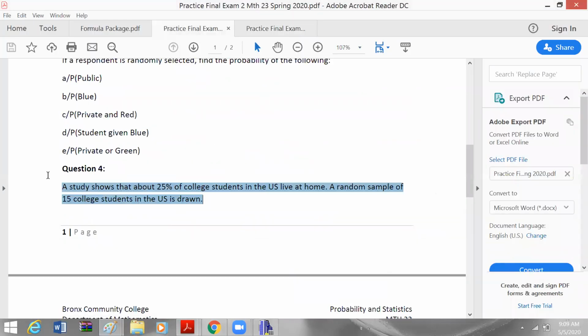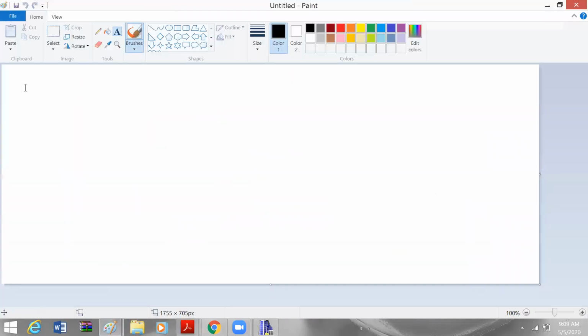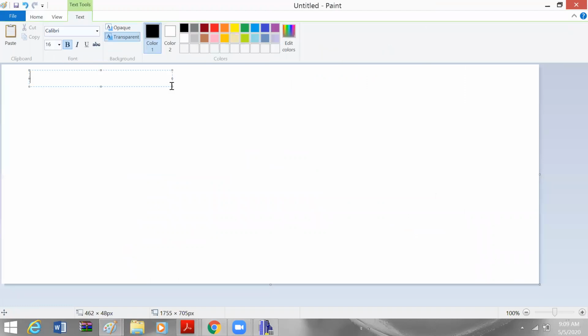So question number 4, let me just copy and paste. How many points on question number 4? There will be 9 points in the final exam. So question 4 will be 9 points: 4 points for part A, 2 points for part B, and 3 points for part C. I will let you know what it is.